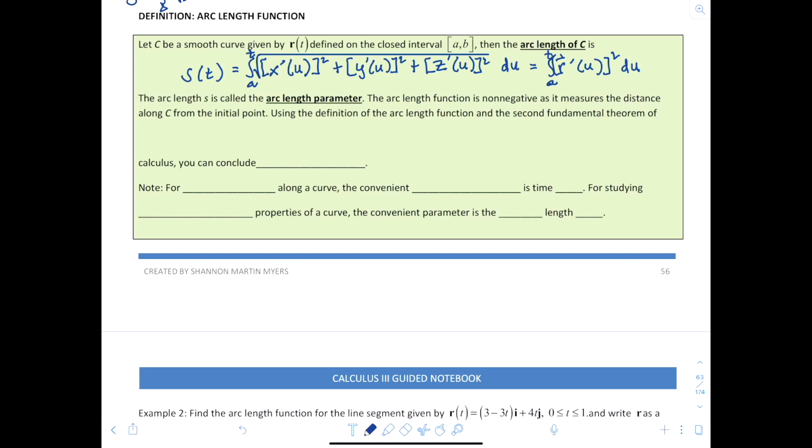All right, so the arc length S is called the arc length parameter. The arc length function is non-negative as it measures the distance along C from the initial point. Using the definition of the arc length function in the second fundamental theorem of calculus, you can conclude that ds/dt is equal to the magnitude of r prime at t.